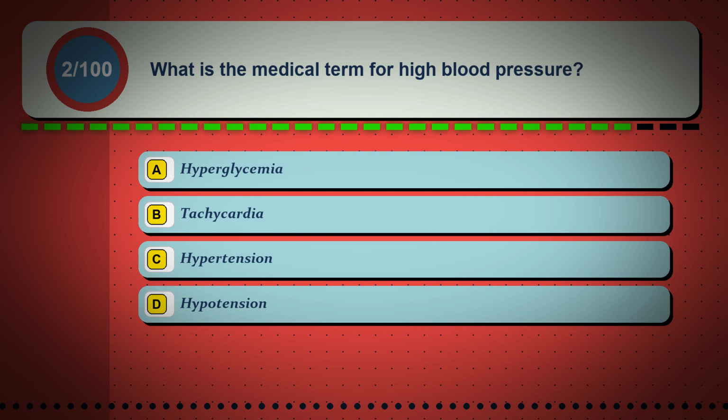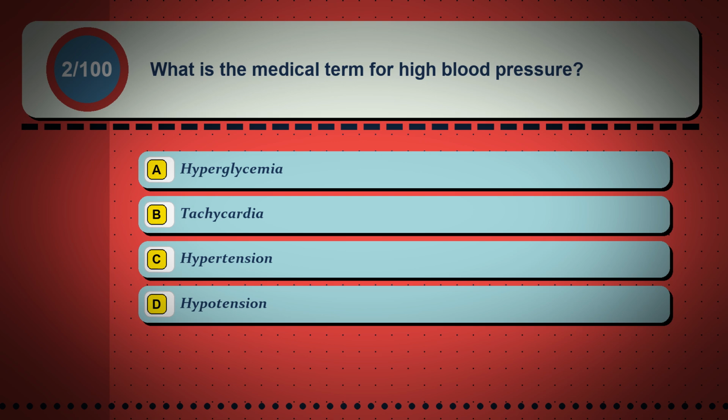Question 2. What is the medical term for high blood pressure? Option A. Hyperglycemia. Option B. Tachycardia. Option C. Hypertension. Option D. Hypotension.